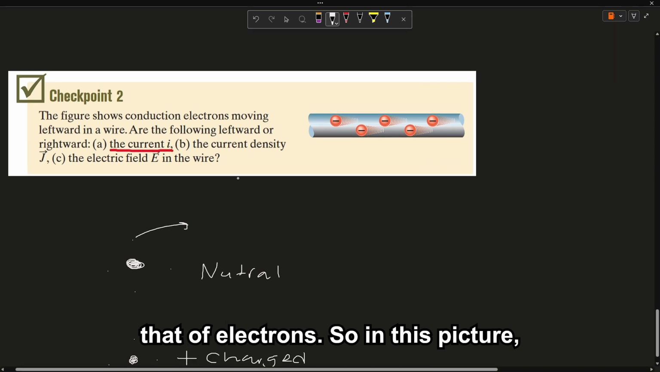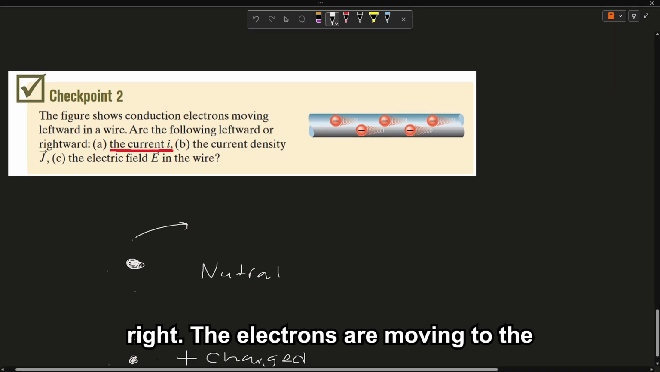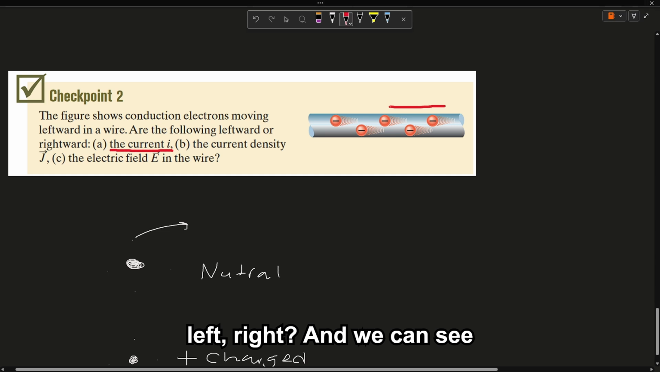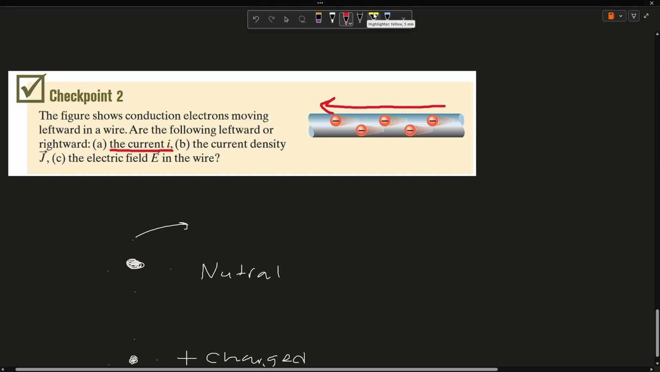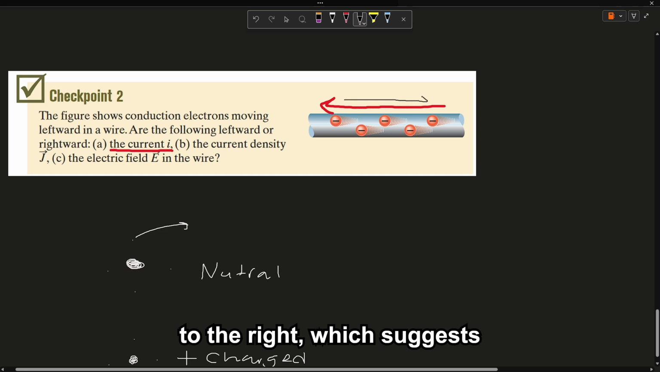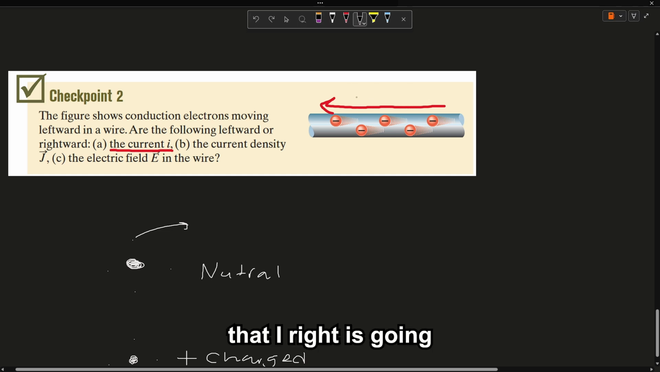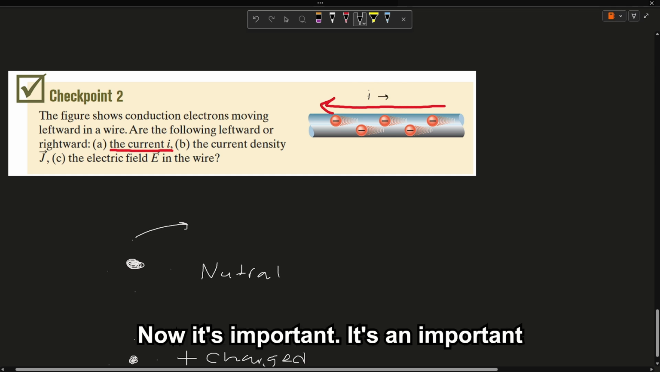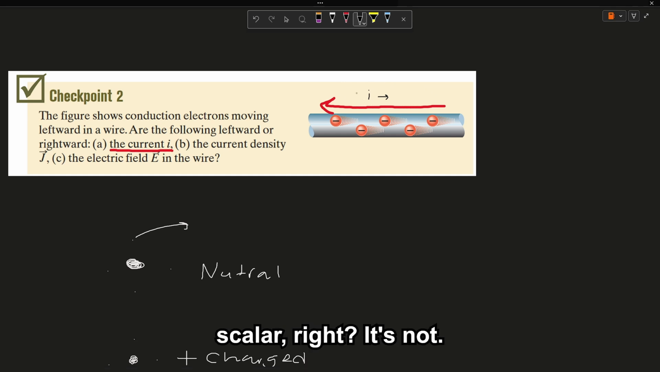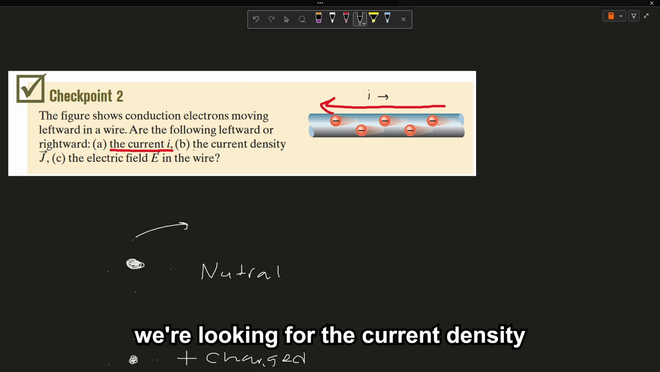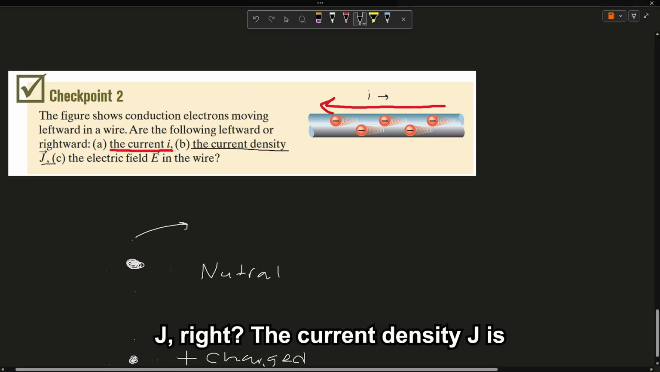So in this picture, the electrons are moving to the left, and we can see that through here. These electrons are moving to the left, which means the positive charge carriers are moving to the right, which suggests that I is going to the right. Now, it's an important distinction to know that I is a scalar. It's not a vector.